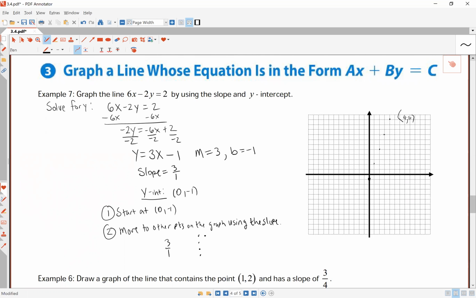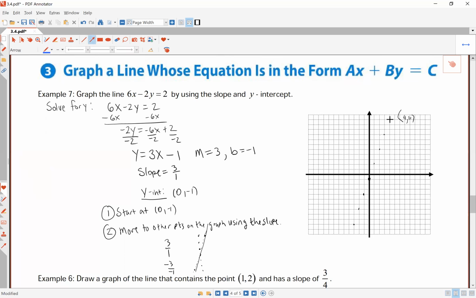The opposite of rising 3 and running 1 is to drop 3 and go left 1. So we go down 1, 2, 3, and left 1, and that is always going to keep us on our line. So from the starting point of 0, -1, I drop another 3 and go left 1, and again. And that's all the points I can put on my graph.